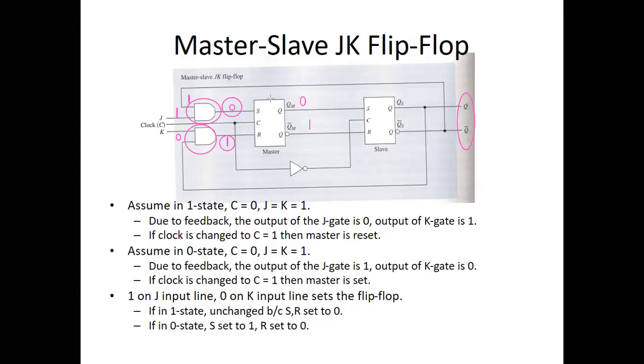Similar condition we can also assume for when the flip-flop is in 0 state. 0 state means I'm assuming this is 0. When either of the inputs of NAND gate is 0, this will be equal to 0. So J will be equal to 0.